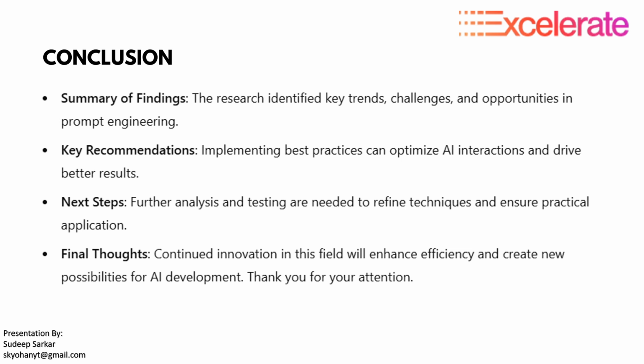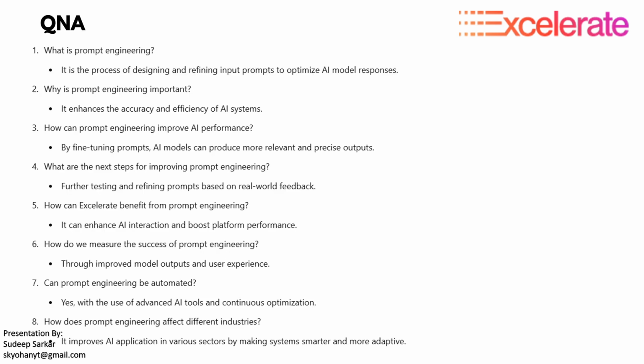And next, let's move on to the Q&A, question and answers part. The most basic and the most important questions you might ask. I have summarized each and everything. What is prompt engineering? It is a process of designing and defining input prompts to optimize AI model responses. Why is it important? It enhances the accuracy and efficiency of AI systems. How can prompt engineering improve AI performance? By fine tuning the prompts, AI models can produce more relevant and precise outputs.